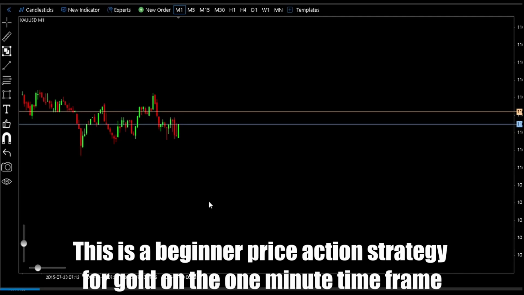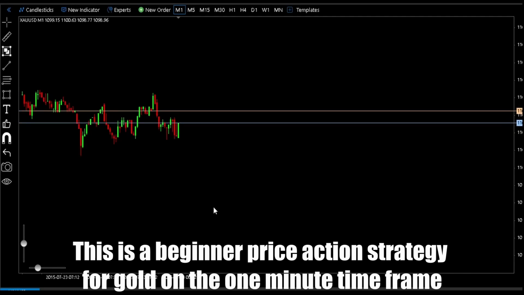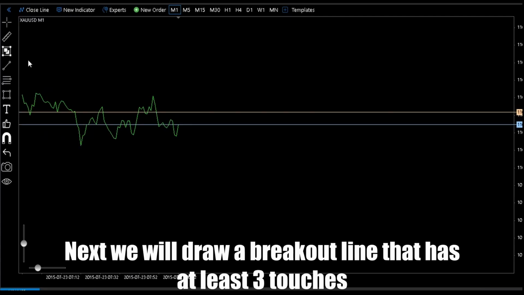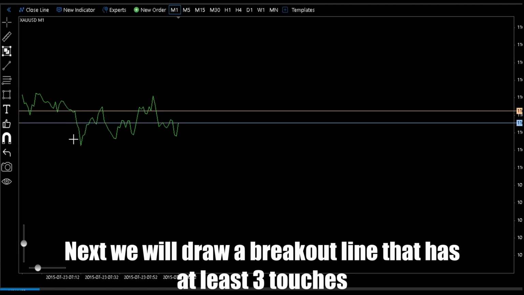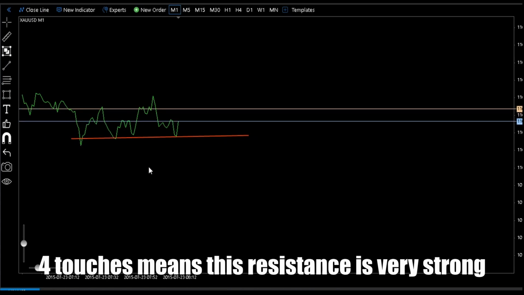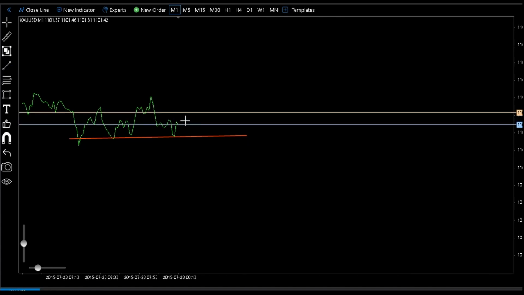This is a beginner price action strategy for gold on the 1-minute time frame. The first thing we need to do is switch to a line chart because it's easier to see pullbacks. Next, we will draw a breakout line that has at least 3 touches. 4 touches means this resistance is very strong.